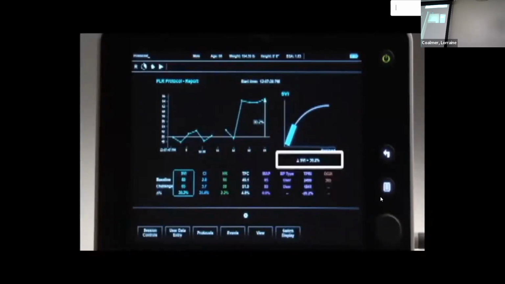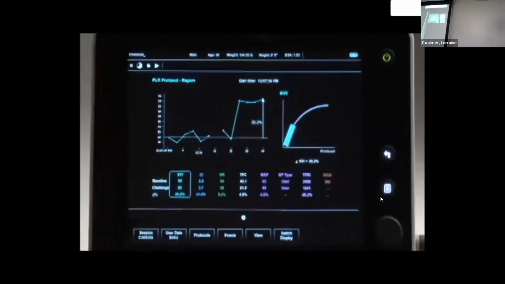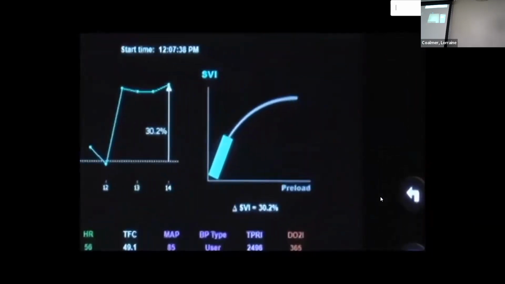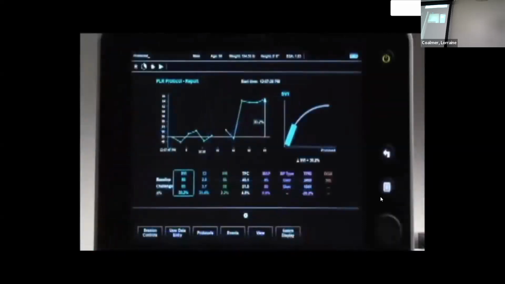Now, the other thing, and I didn't show you this, is if we can't tell going up in the air, we could just do a fluid challenge of 250 cc. Same concept. Did the stroke volume change with that little bolus of fluid? We don't want to give them a ton of fluid, they might not respond to it. Does that make sense? But 250 is not that big of a deal. So it is only a preload thing. Does that make sense? Now, we can get numbers on the NICOM.